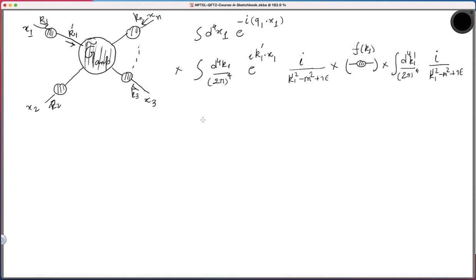Times 2 pi to the 4 delta 4 of k1 minus k1 prime. Why do you get this? You get this because of momentum conservation at each vertex. That momentum conservation will ensure that k1 is equal to k1 prime, and that's why you are going to get this factor when you write down the expression for this. Once you have integrated out over all the other delta functions arising from the vertices inside this blob, you will end up with only one delta function, which will be k1 minus k1 prime. And then times all the remaining things which arise from the remaining parts of this diagram or sum of diagrams. So I'll just write remaining parts.